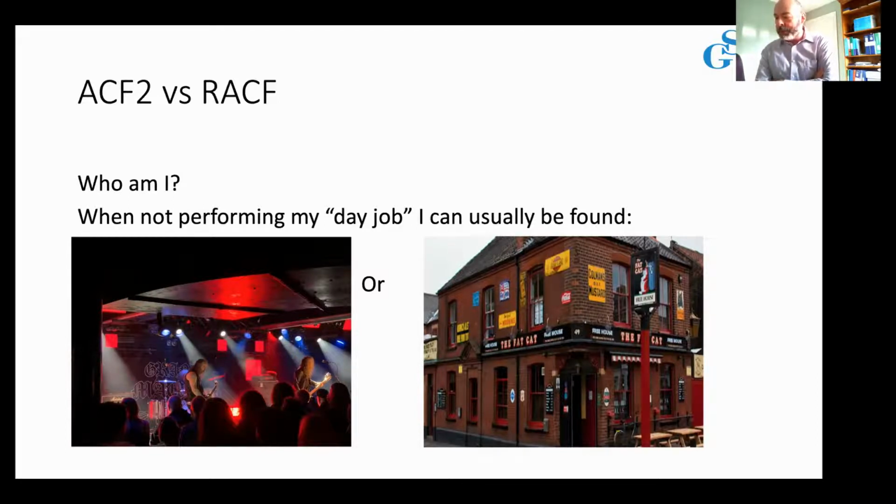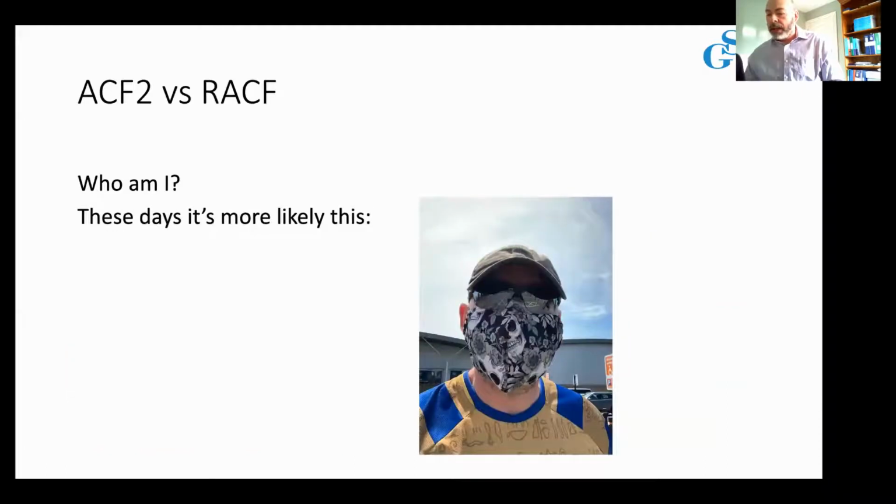The pub is the Fat Cat in Norwich. It's one of two pubs that has won CAMRA's National Pub of the Year twice. The other pub, I believe, is in Sheffield. If you're in Norfolk and you're heading up to Norwich, then the Fat Cat is a decent place to get a beer once we come out of lockdown, obviously. And these days, generally, I look a bit like this because we all have to do our bit to help out.